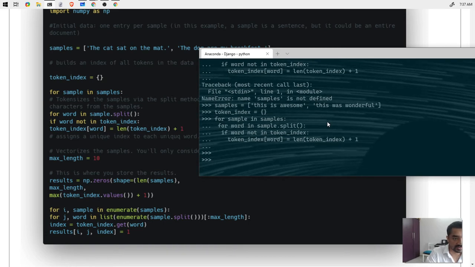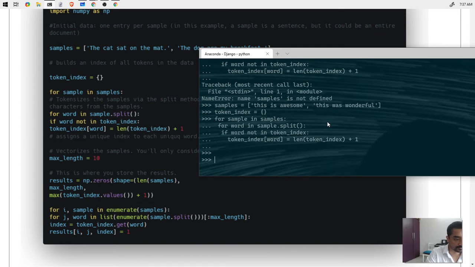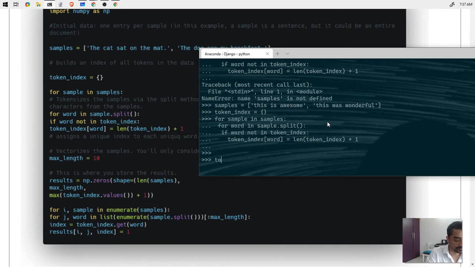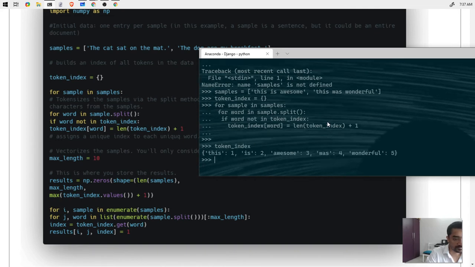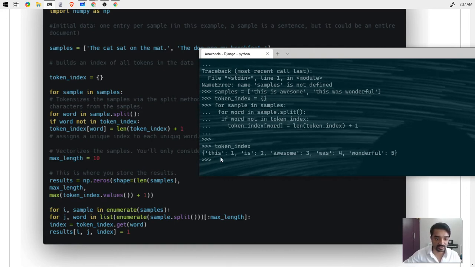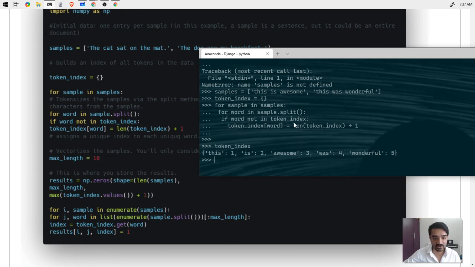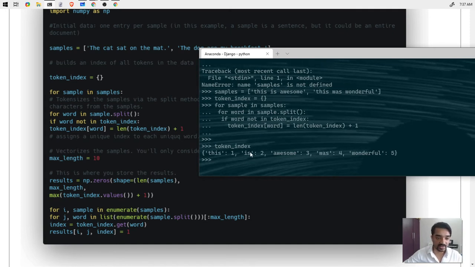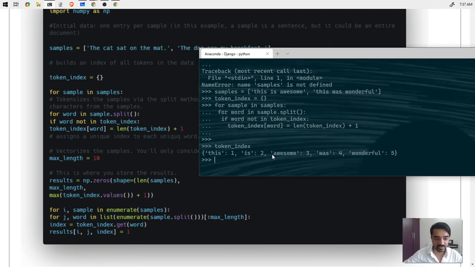Okay, now let's look at our dictionary. Okay, so you can see that this got the first one, and even though we got it the second time also, it's only going to look at the first one, because this line, if word not in token index, is not going to allow it to look at the second one. Now 'is' here got a second one here, it got 4, right? So you can see there's no ordering here. 'Awesome' should have 1, but that's not the algorithm we're writing.